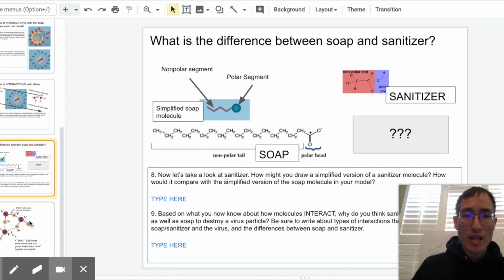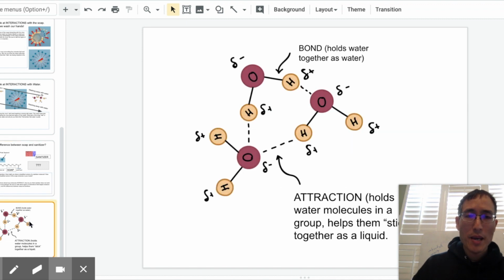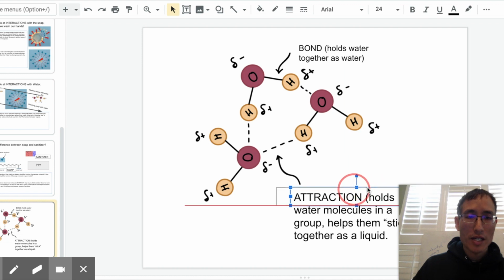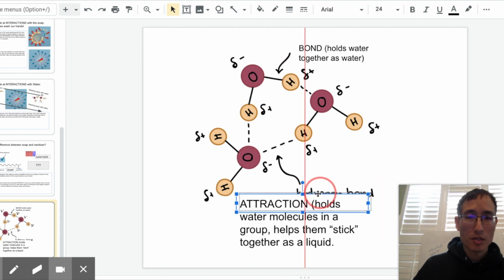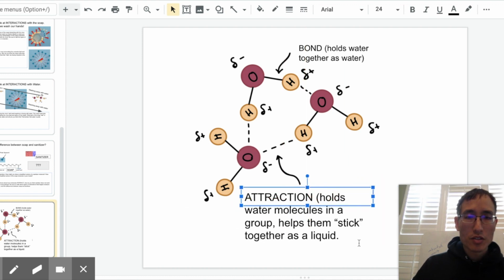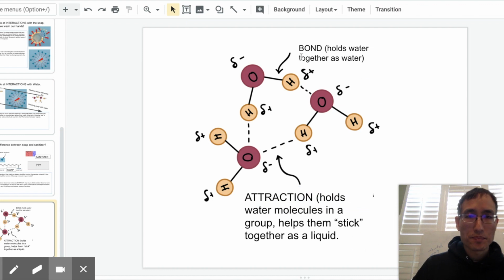And then I want to tie it back to the last unit. So if you remember in our last unit, let me move this out of the way a little bit. Our last unit, we were looking at bonds.